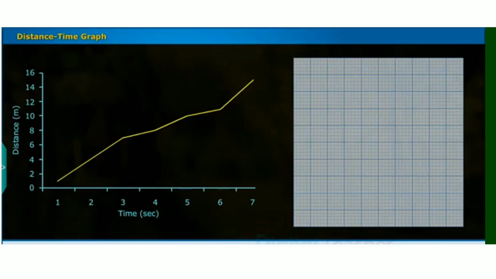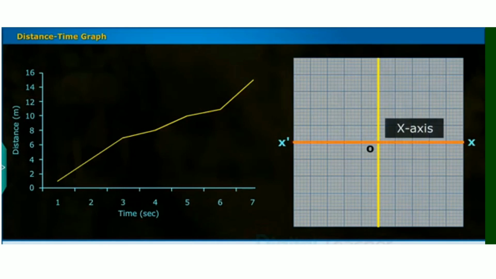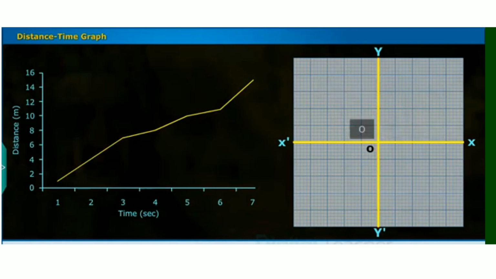To draw the distance time graph, take a sheet of graph paper and draw two lines perpendicular to each other on it. Now mark the horizontal line as X, O, X dash. It is known as the x-axis. Similarly, mark the vertical line Y, O, Y dash. It is the y-axis. The point of intersection of XOX' and YOY' is known as the origin, that is O.